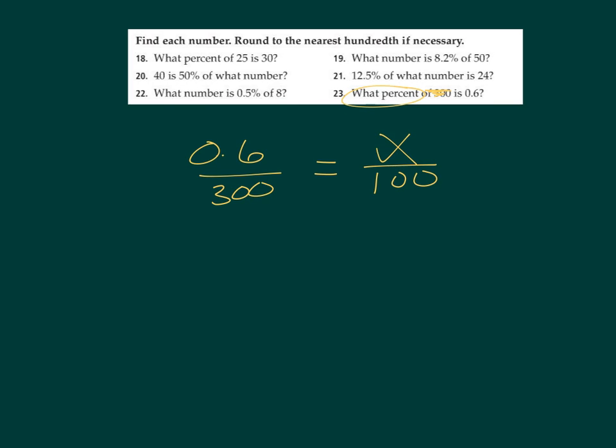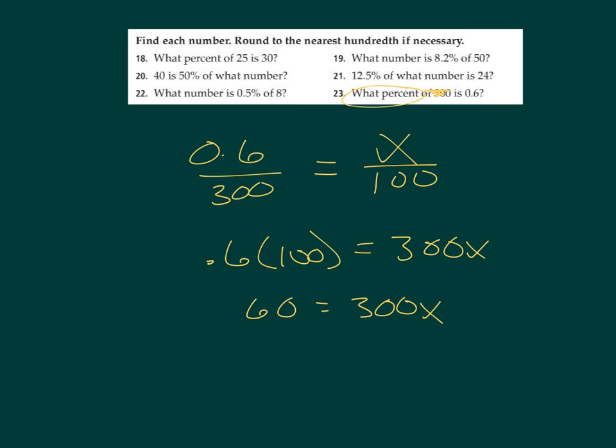So we set up our cross products. 0.6 times 100, or 6/10 times 100, equals 300x. This is going to equal 60 equals 300x. I'm going to divide each side by 300. 60 divided by 300 is going to be 0.2, or 2/10, equals x.